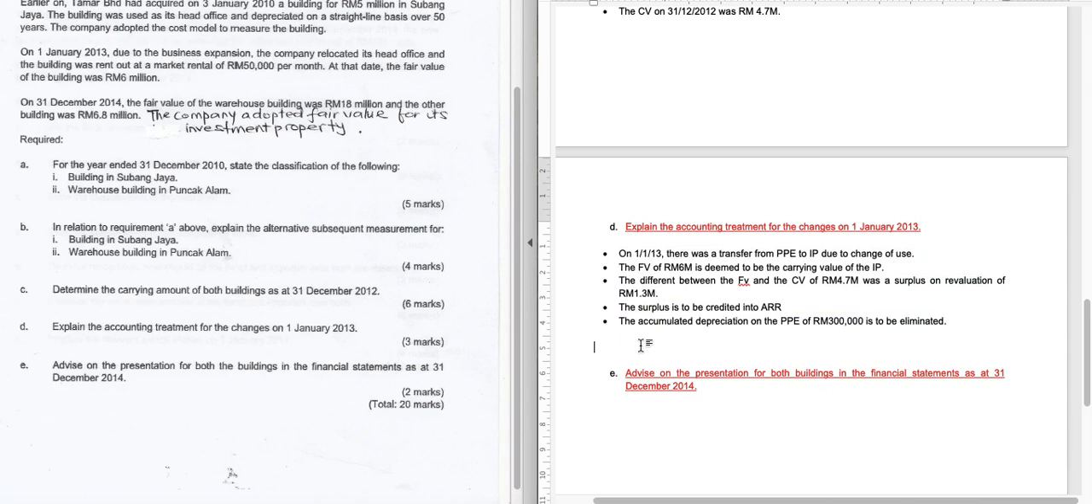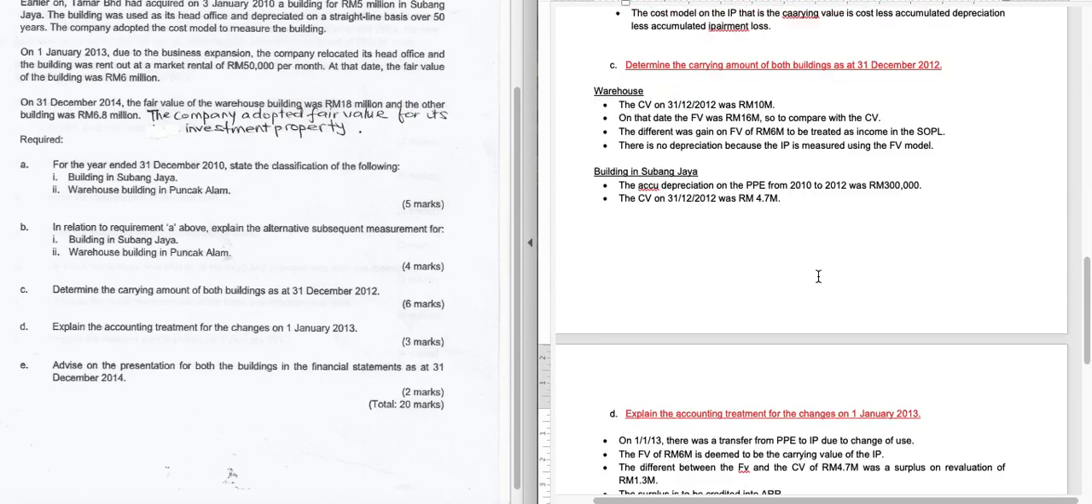Now part E, advice on the presentation for both the building in the financial statement as at 31st December 2014. So the question asks for advice. If the question asks for prepare the SOPL and SOFP, then you have to prepare the SOPL and SOFP. But this question does not request for that, you just need to advise. So advice on the presentation for the buildings in the financial statement as at 31st December 2014.